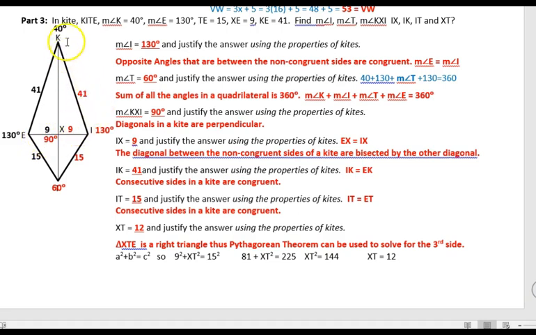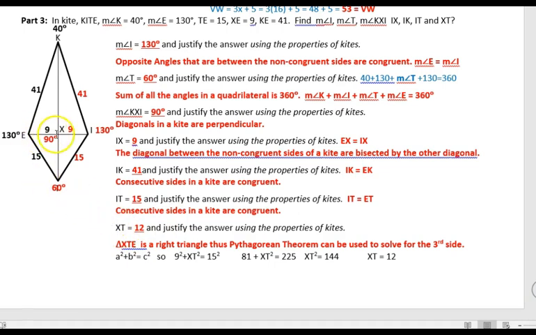IK up here, remember that IX was congruent with EX, and then KI was congruent with KE. It was congruent with ET. Those are because of consecutive sides. Up here is because the diagonals between non-congruent sides of a kite are bisected by the other diagonal. Here, consecutive sides in a kite are congruent, consecutive sides in a kite are congruent.